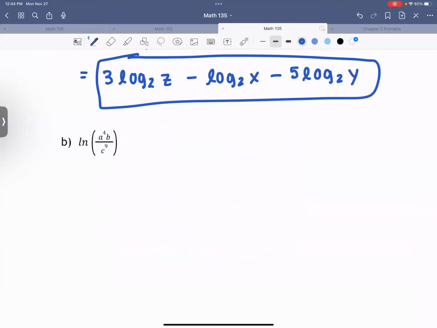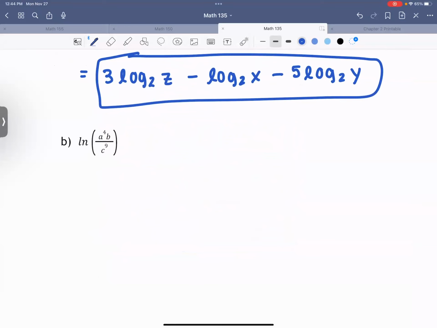All right. So I think as I walked around, I saw everyone undo the division first, right? Cool. So this became ln of a to the 4th b minus ln of c to the 9th, right? Everyone had this, right? Okay.